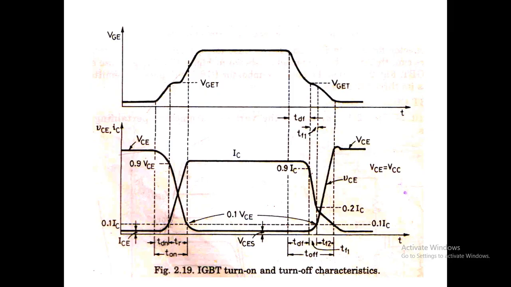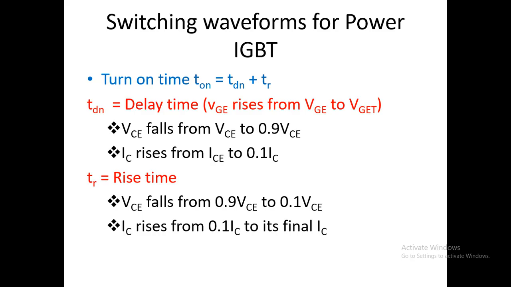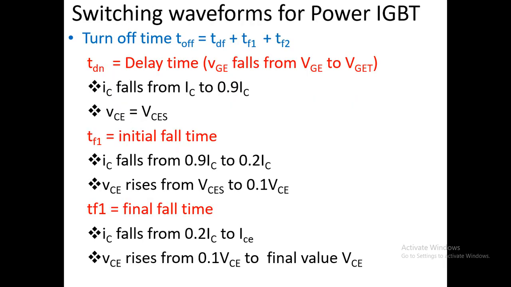So T off is equal to TDF plus TF1 plus TF2. This is explained over here. Turn on time is equal to TDN plus TR, where TDN is the turn on delay time and TR is the rise time. And the turn off time T off is equal to TDF, the turn off delay time, plus TF1, fall time 1, and TF2, fall time 2, the initial fall time and final fall time.